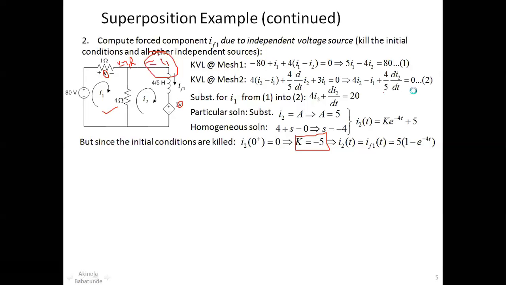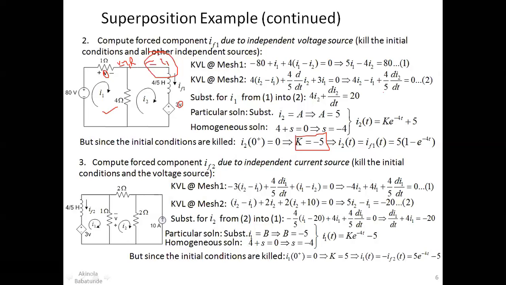All right, so let's try to do that. In your mind, you already know exactly what we are going to do. We're just going to repeat the same procedure we had right up here and then see exactly how that plays out. So compute the first component IF2 due to the independent current source, kill the initial conditions and the voltage source. Okay, just the same thing.